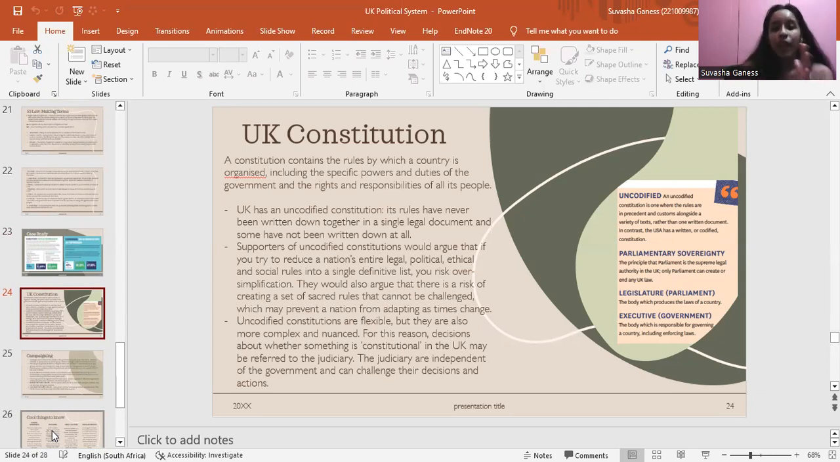So this is just providing you with some of the pros and cons of having a written constitution and not having a written constitution. I think that's something that's important to use in debating. And then on the side, we just have a few definitions of what uncodified means: parliamentary sovereignty, legislative, and executive, right?